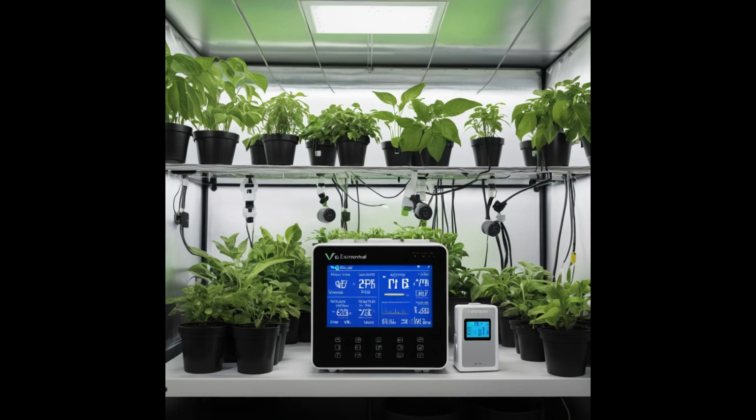enhances overall plant performance. Understanding and managing vapor pressure deficit is crucial for successful plant cultivation. By maintaining an optimal VPD, you can ensure that your plants thrive, leading to better yields and healthier crops.